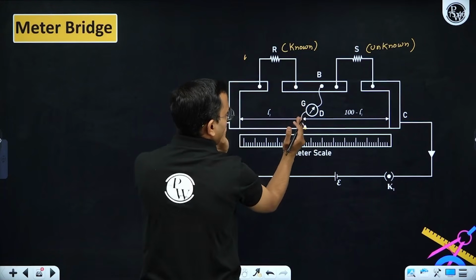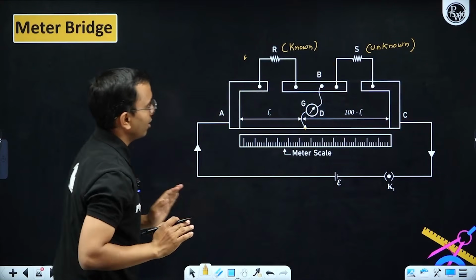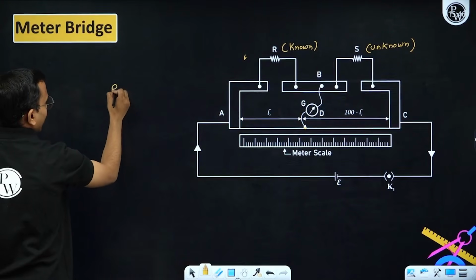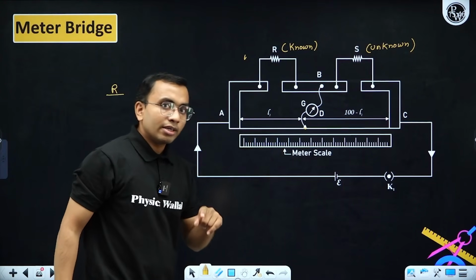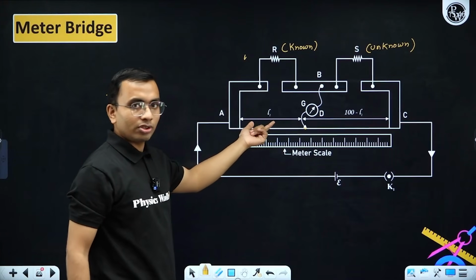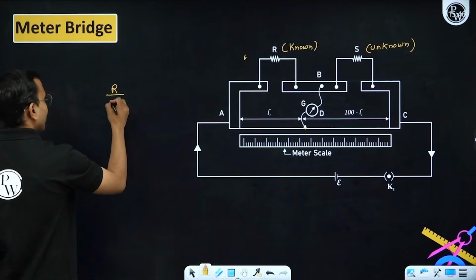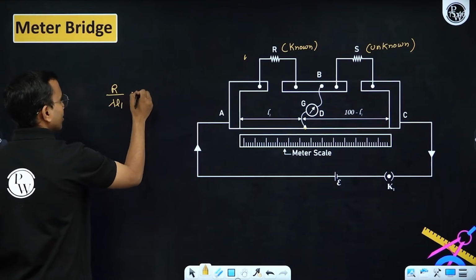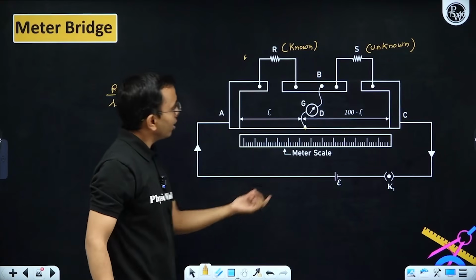This resistance by this resistance is equal to this resistance by this resistance. So I'll say R divided by this resistance. How much is this resistance? Resistance per unit length will be the same, since it is a uniform wire. Let us take resistance per unit length as lambda, so that becomes lambda into L1 equals the unknown resistance S divided by this.